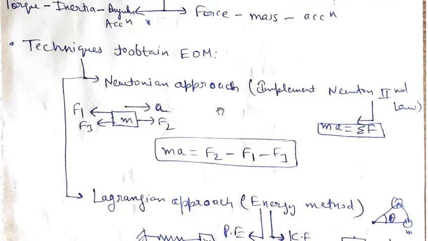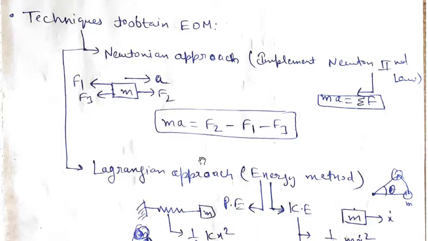So mass into acceleration will be equal to the sum of the resultant forces that act in the direction of acceleration. So mass into acceleration will be equal to F2, that is in the direction of acceleration, minus F1 and minus F3. That will be the Newtonian approach. That means you have to find out the different forces and torques, and based on that you will determine one equation of motion, between acceleration and the forces and the mass.